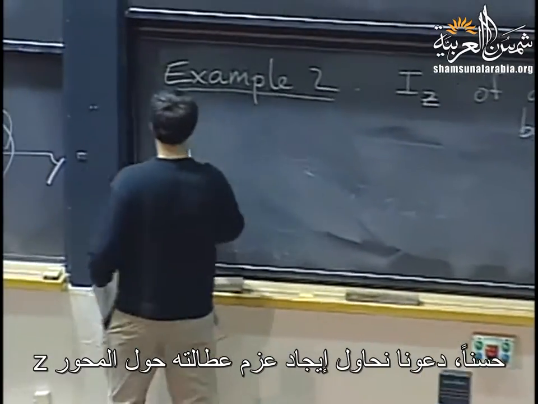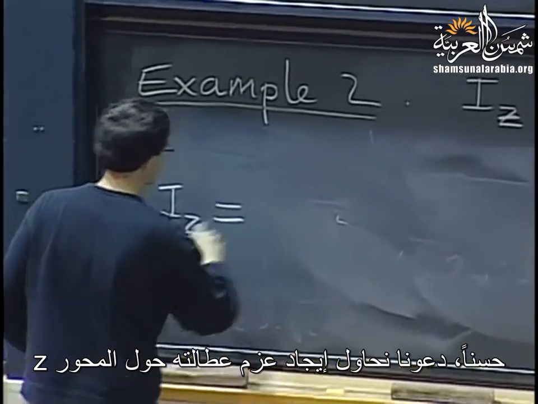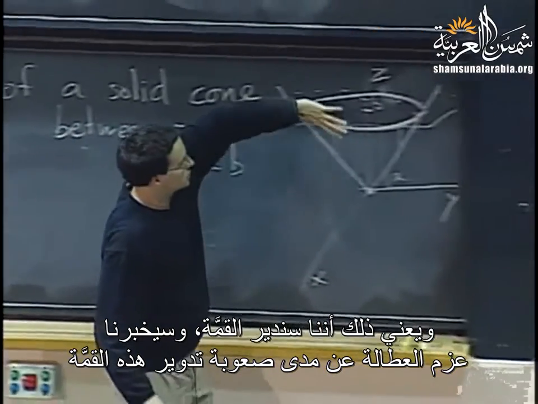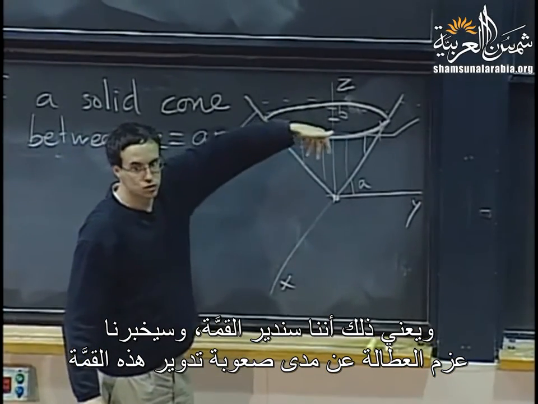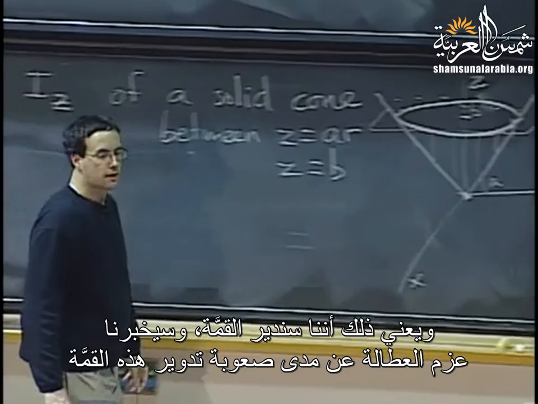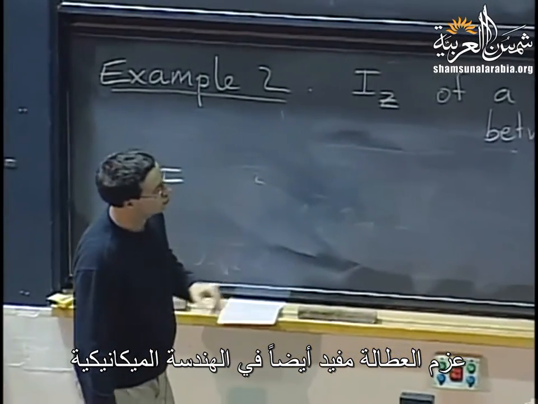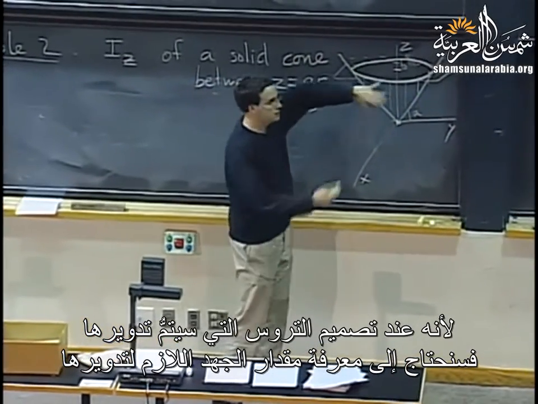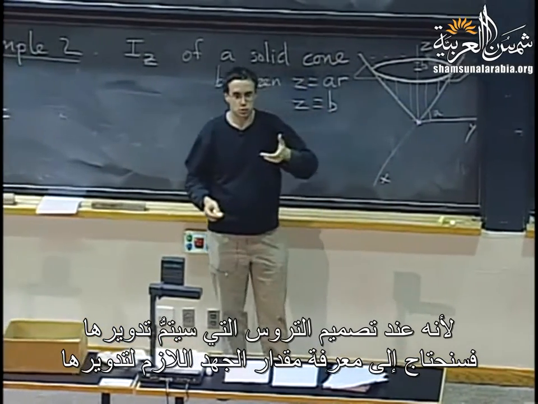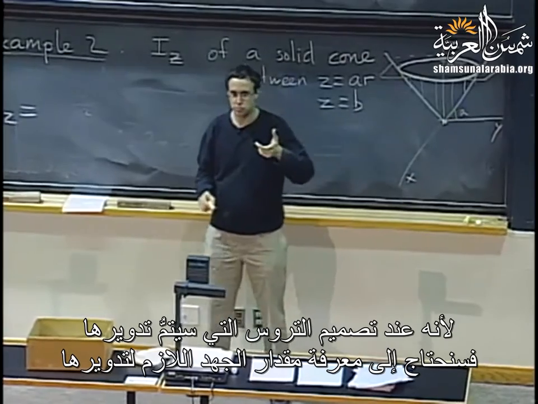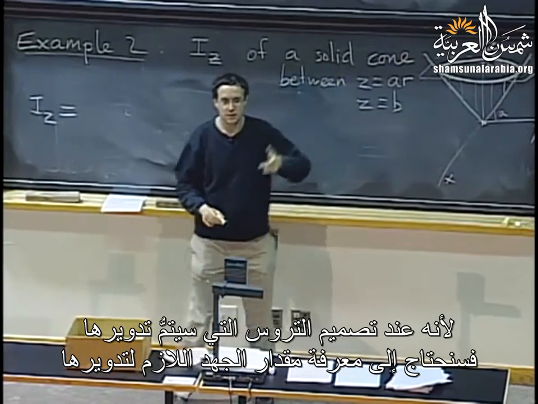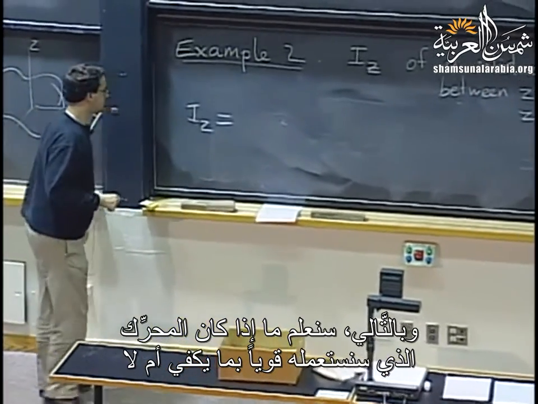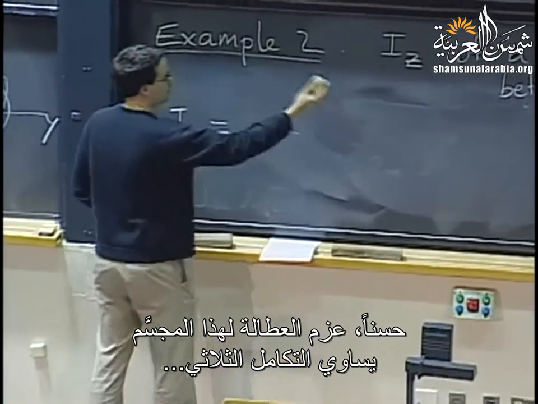So let's try to compute its moment of inertia about the z-axis. Maybe this is like a top that you're going to spin, and it tells you how hard it is to actually spin that top. That's also useful in mechanical engineering, because if you're trying to design gears and things like that that will rotate, you might want to know exactly how much effort you'll have to put in to get them to spin, and whether you're going to have a strong enough engine or whatever to do it. So what's the moment of inertia of this guy?